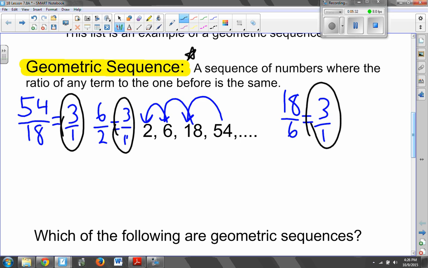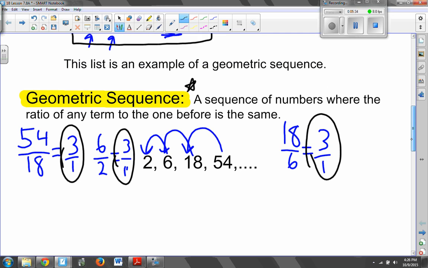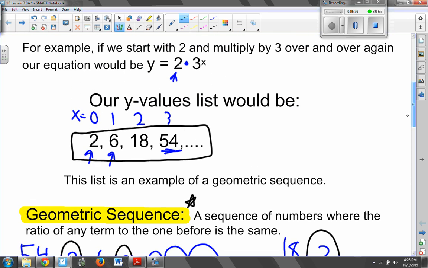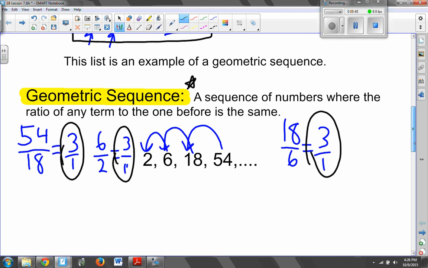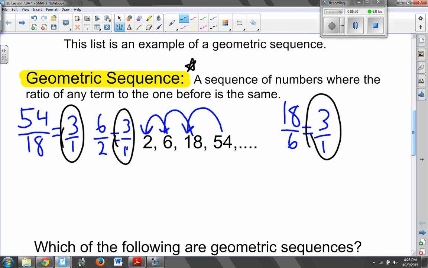This should make sense to us because what number did we say we were multiplying by over and over and over again? 3, right? So the number that we continually multiply by, or our growth factor right there, is what we should get anytime we take a number and we divide it by the one before it. 54 divided by 18. 18 divided by 6. 6 divided by 2.